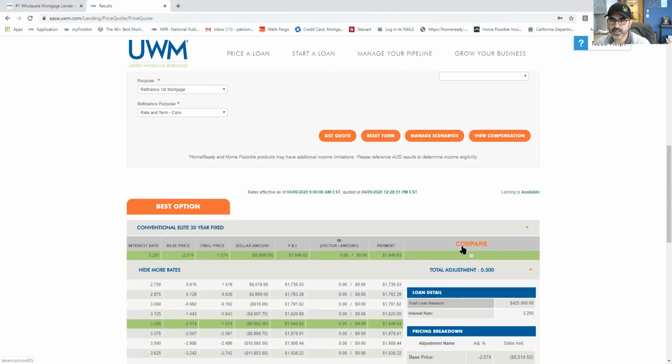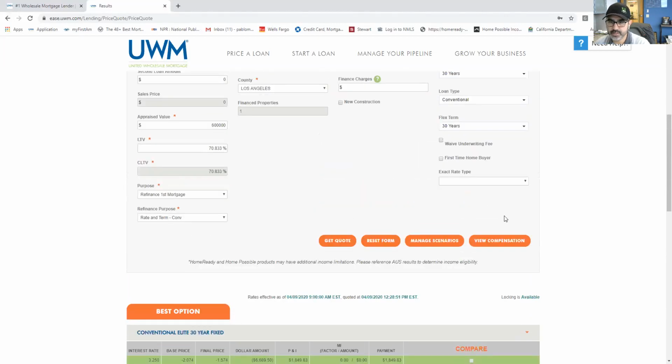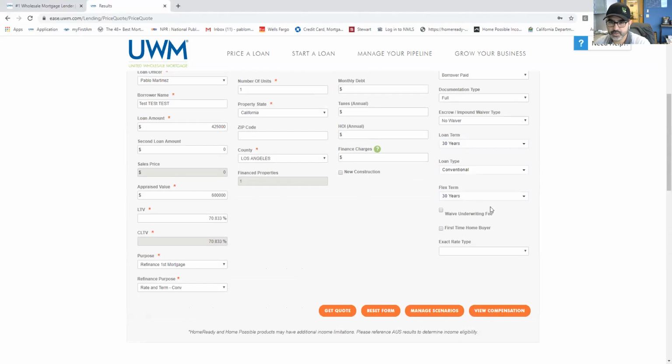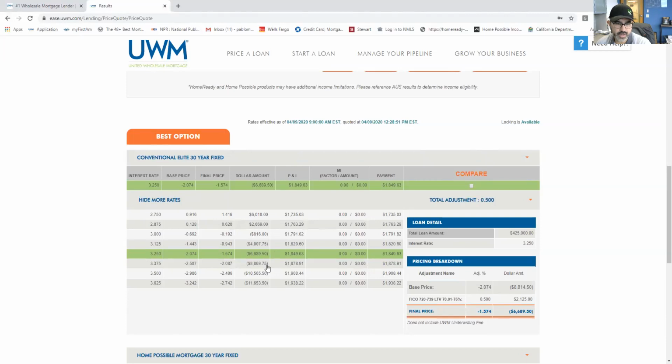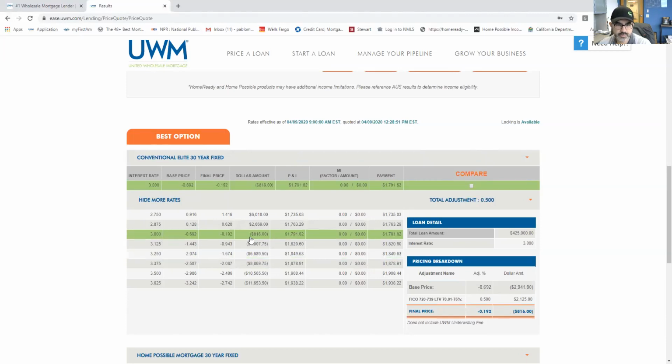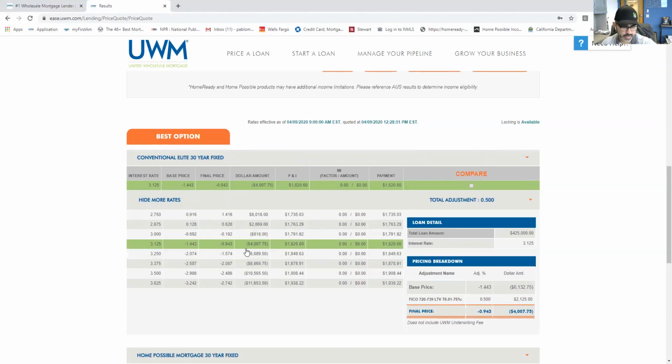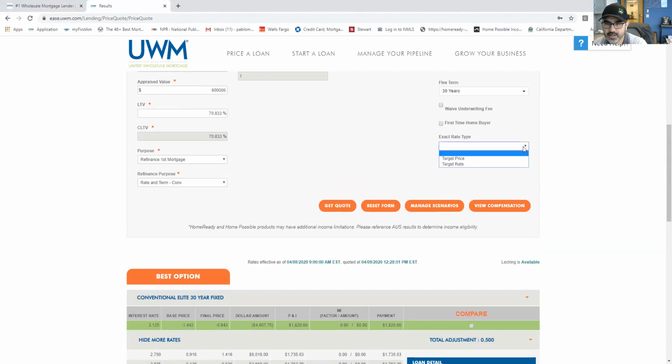So let me go back and show you, now that I'm here, a little trick, or a tip, I should say. Let's remember this. So at 3%, customer is getting $816 rebate, right? Well, actually, that's not a good example. Let's do 3.125. So at 3.125, customer is getting 4,075. I'm gonna write this down so I don't forget. Now I'm gonna go back over here to exact rate type.